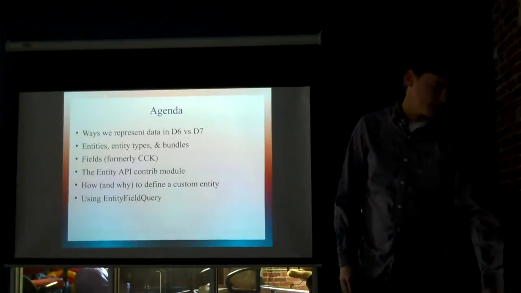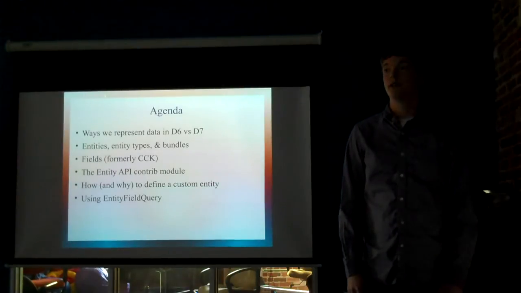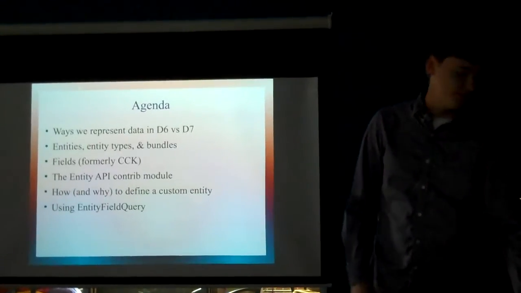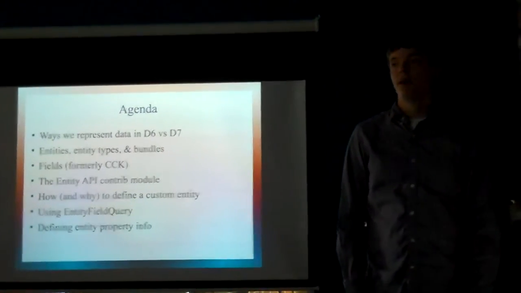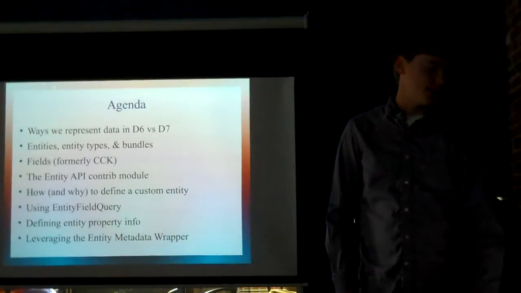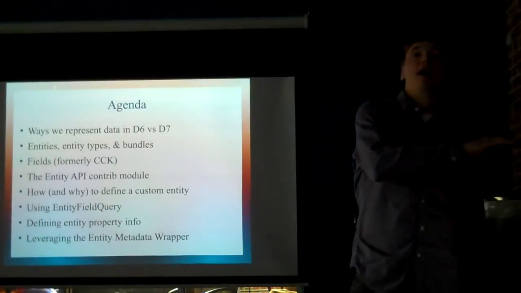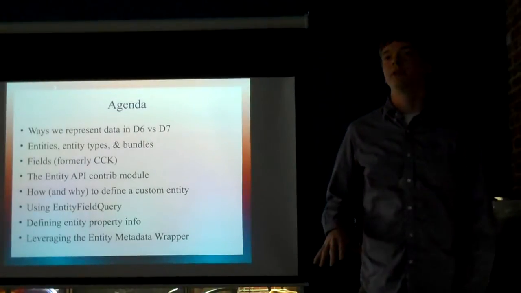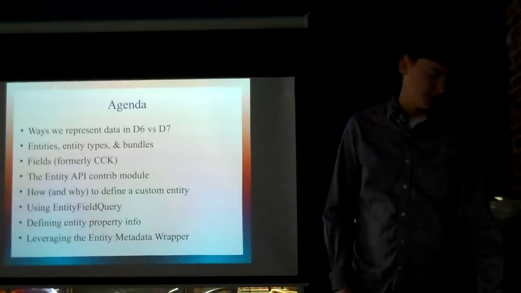We'll get into some examples. How to use entity field query to make queries across different entity types. Defining entity property info or metadata, and why you want to do that. As well as how to leverage entity metadata wrappers. So we're going to start at kind of a high level, and then we're going to drill down and actually get down to the code level and get into some juicy examples.